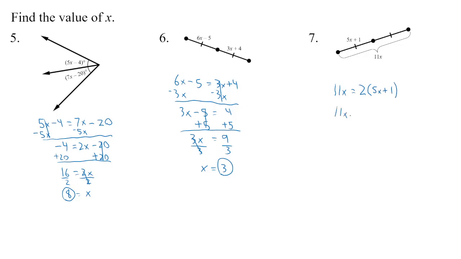First, we're going to apply the distributive property. 2 times 5x is 10x, and 2 times 1 is 2. Subtract 10x from both sides, and you have x equals 2. Therefore, the solution is 2.